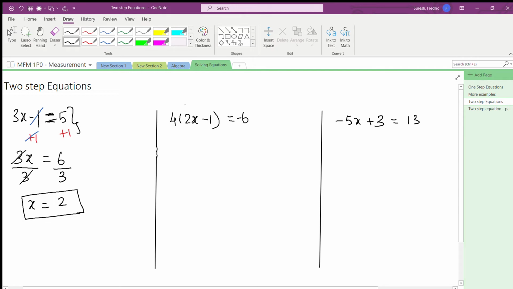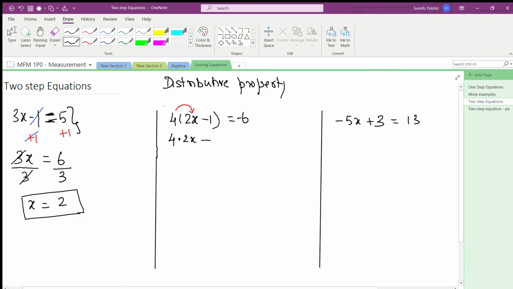Now, this one here is slightly different. We are going to use what is called the distributive property. Distributive property means it's like giving out Halloween candies. We are distributing Halloween candies. So we're going to take this 4 and we are going to multiply it into the bracket to the 2x. So I will have 4 times 2x, and I keep the negative because there's nothing changing there.